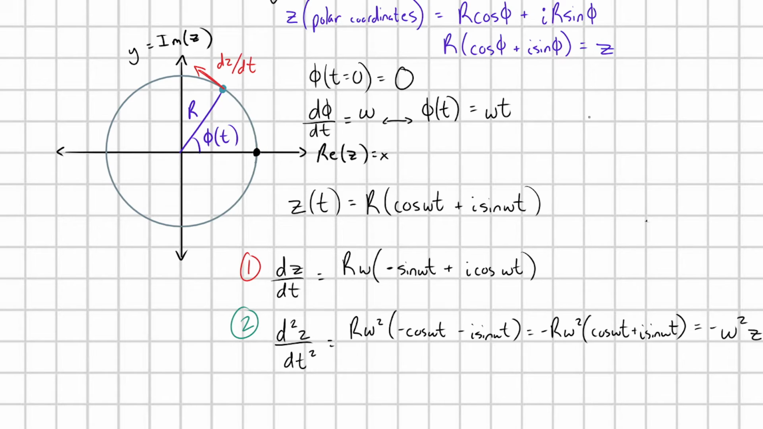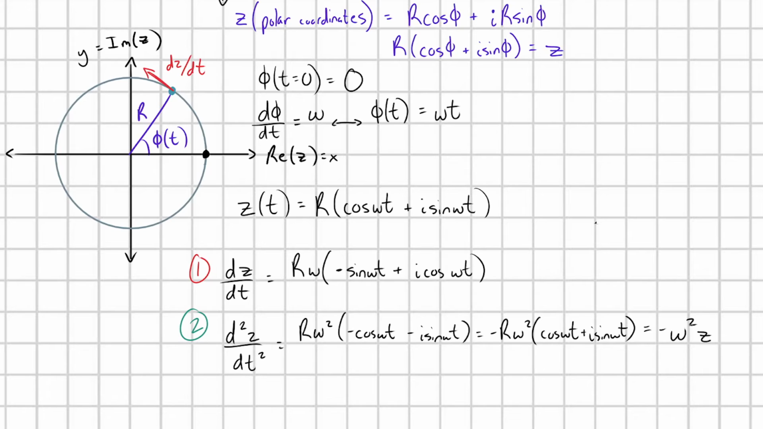Statement 2 is much easier to see directly since we've rewritten it as minus omega squared z. Statement 2 tells us about the acceleration on our particle, right? If I'm at some position z, then what direction must the acceleration point in? Oh, okay, my acceleration needs to point inward. My acceleration needs to point this way. So this is d squared z over dt squared.